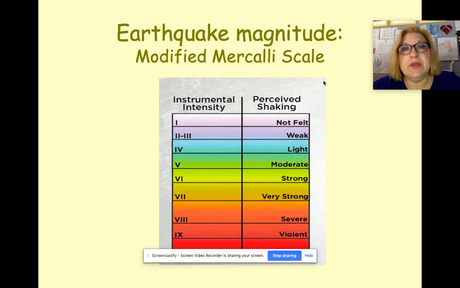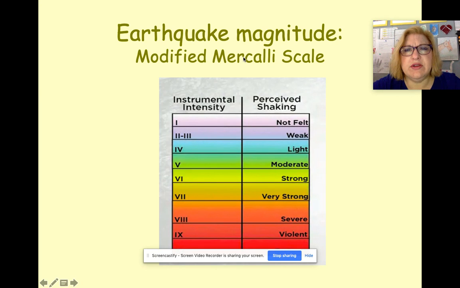Good job on that. How do we measure earthquakes? Well, we look at how much damage they produce. That's one way, and that's called the modified Mercalli scale. This particular scale is created to describe how much damage an earthquake causes. At 1, you don't feel it at all, and then you can sort of see as it goes along. When it gets up to 9, it's violent, like totally catastrophic. That's called the Mercalli scale.